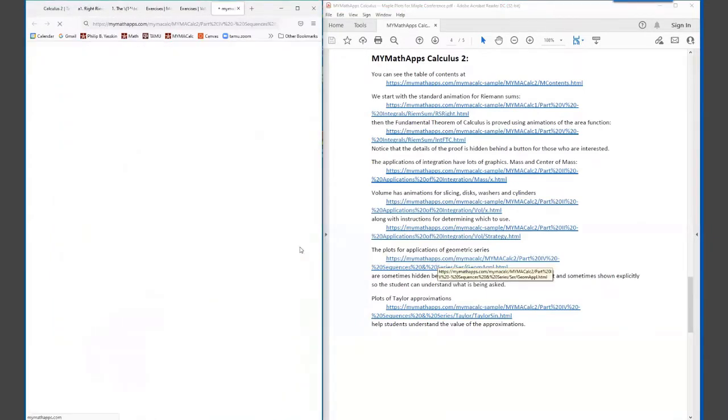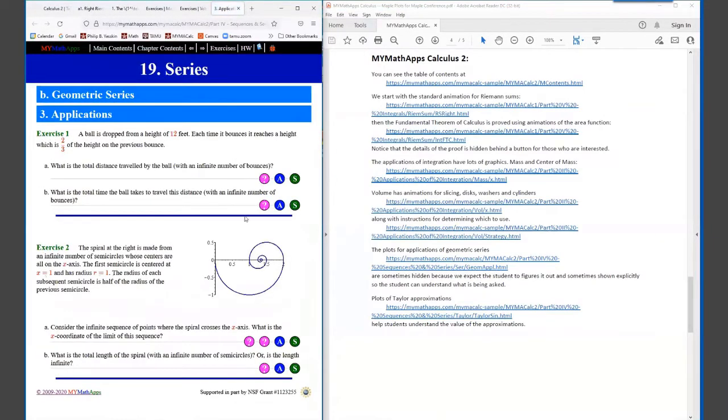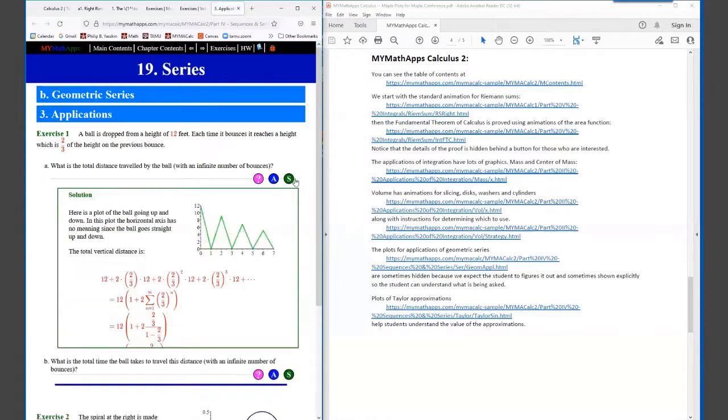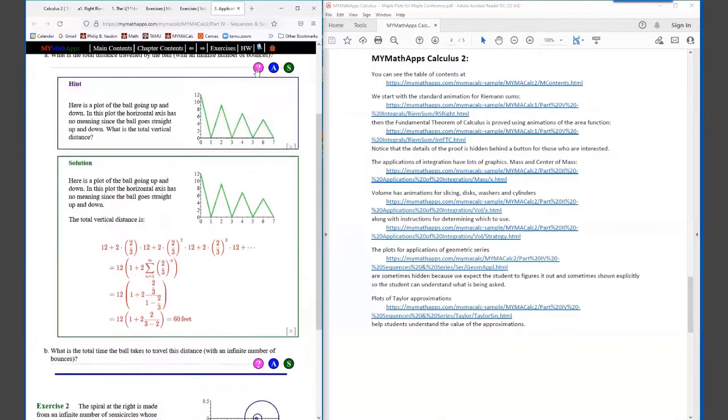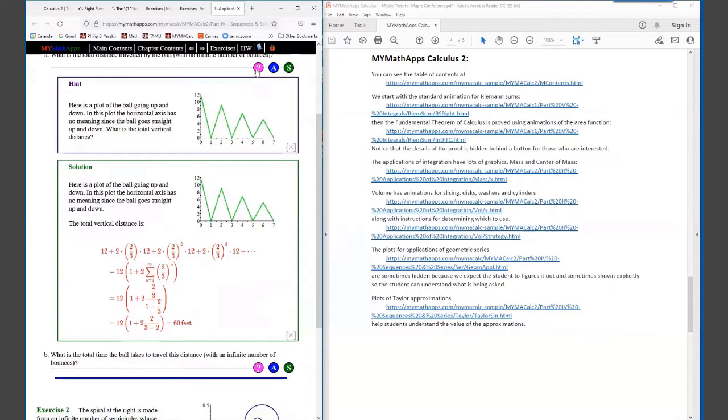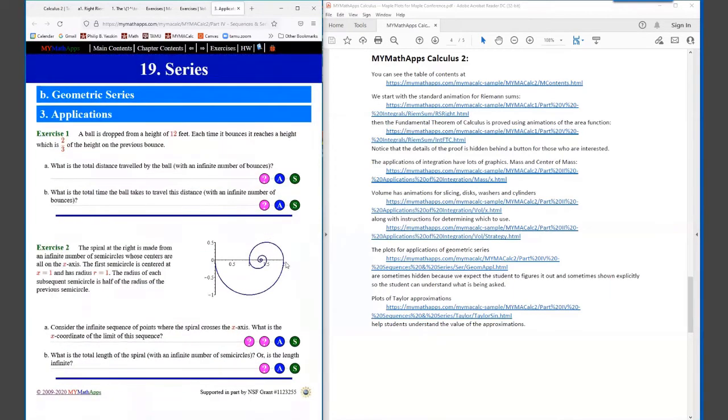On geometric series, there are problems. Some of them have a picture in the solution for students to look at because offhand they ought to be able to figure it out themselves. There it is in the hint. And then here's one, it's in the problem because I feel the students need the help of the picture in order to understand the problem statement.